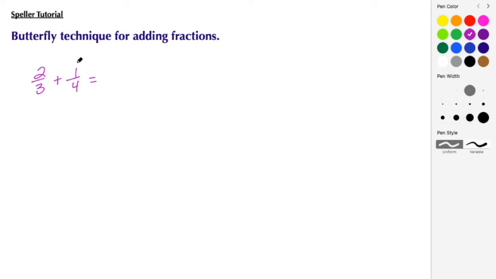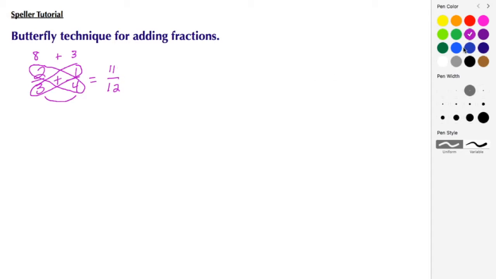What we're going to do is multiply in a diagonal fashion, numerator times denominator, so 3 times 1 gives us 3. On the other side, we multiply the 2 times 4, and that gives us 8. Then we add these two values together, 8 plus 3 to give us 11. Then we multiply our two denominators, 3 times 4 to give us 12. Notice this technique looks like a butterfly, so we call it the butterfly technique. And here we see our answer is 11/12.